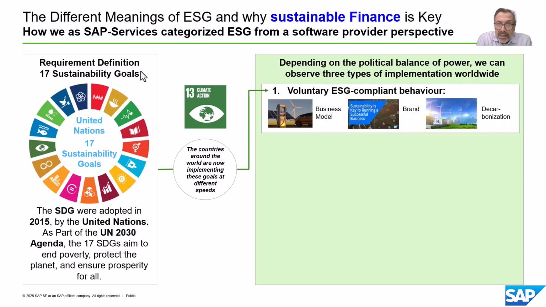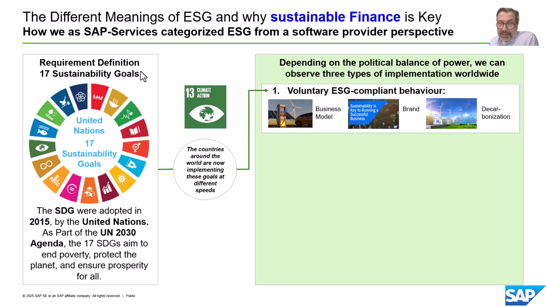The first type is voluntary ESG compliant behavior. Customers are asking us to help them become ESG compliant because they want to be ESG compliant. First, we have a lot of corporate customers. They have a business model, and based on this business model, they can earn money with ESG. Think about the e-manufacturer, the wind park industry, the solar industry, the battery industry, the waste industry, the circular economy industry. A lot of customers are asking us to support their business models with regard to ESG because they earn money with ESG.